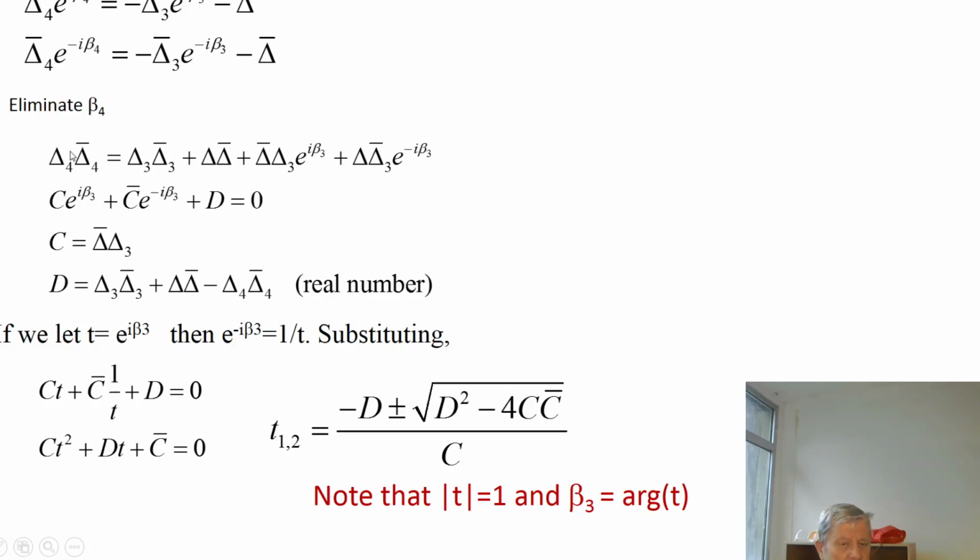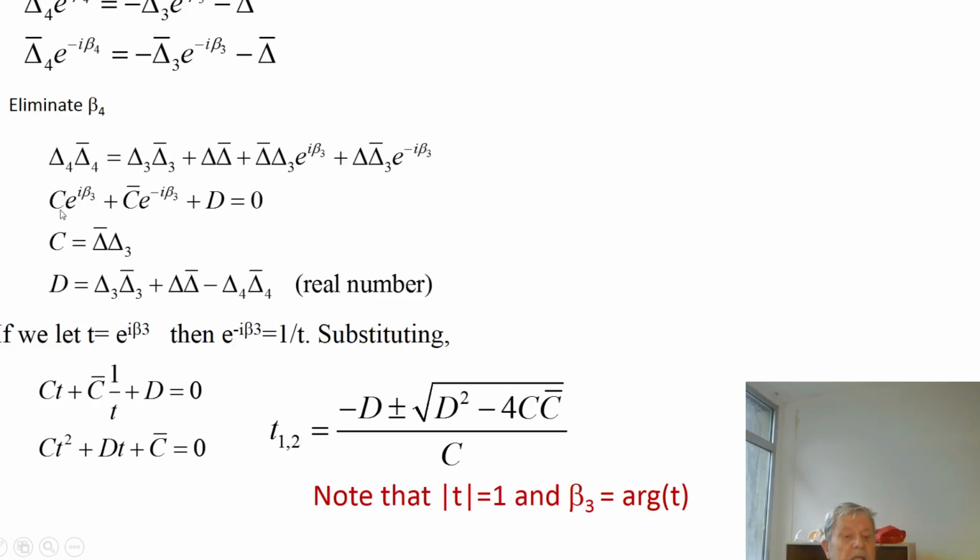Now, notice, if I set delta 3 delta 3 bar, delta delta bar, delta 4 delta 4 bar, take this to the other side, call it D. Notice if you multiply a complex number with its complex conjugate, it results in a real term. Okay? It is real. So D is real. Then I define C as delta bar delta 3, the coefficient of e to the i beta 3. Notice the coefficient of e to the minus i beta 3 is C bar.